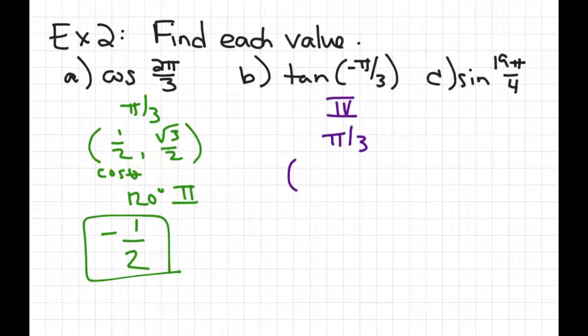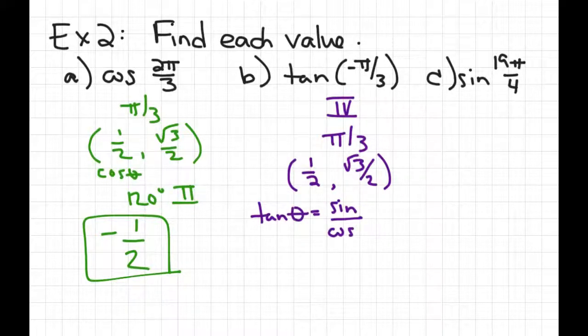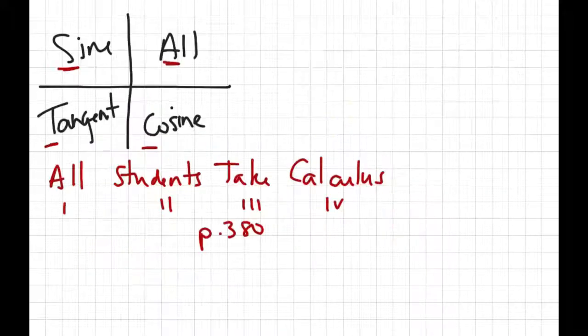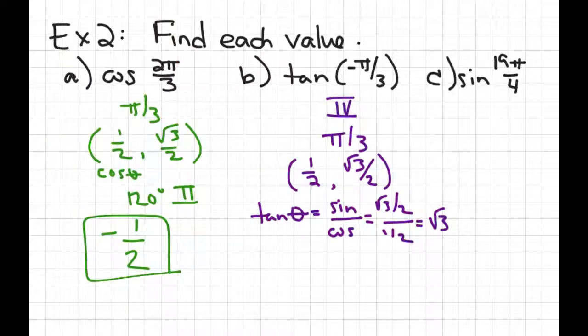I know from the previous problem that pi over 3 hits the unit circle at this ordered pair. And I just told you a moment ago that tangent can be found by doing sine over cosine. I know the sine is square root of 3 over 2, and the cosine is 1/2. Square root of 3 over 2 divided by 1/2 is just the square root of 3. But now I've got to ask one last question. In quadrant 4, is tangent positive or negative? I come back here and see that in quadrant 4, tangent must be negative. So the answer has to be negative square root of 3.